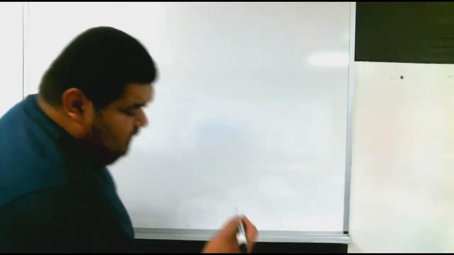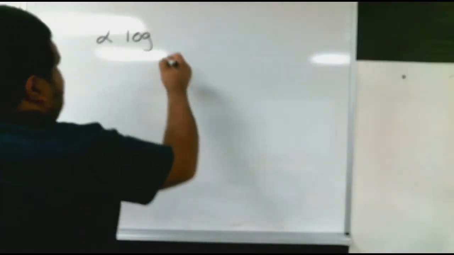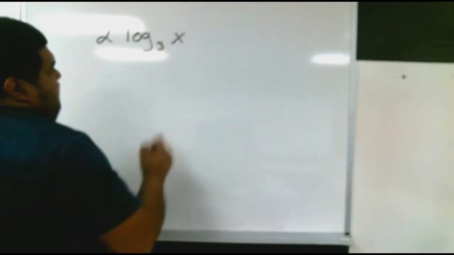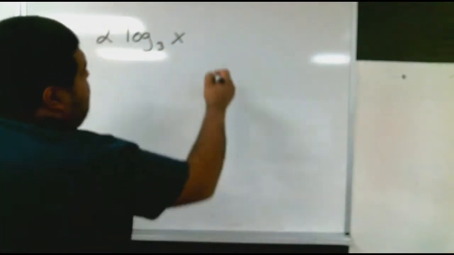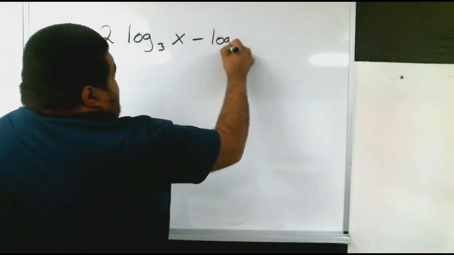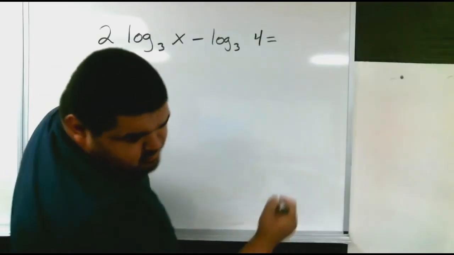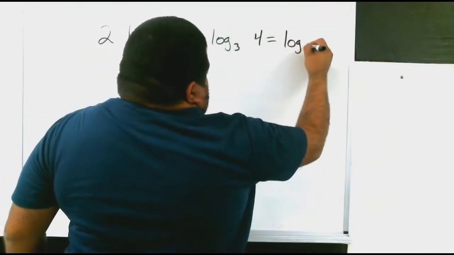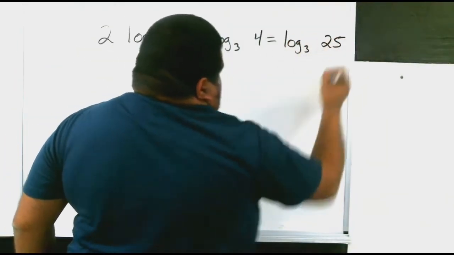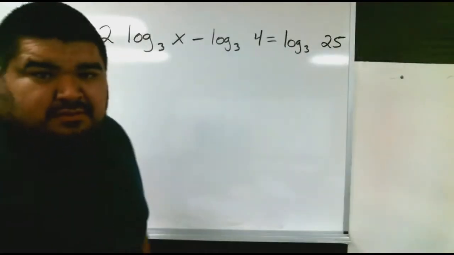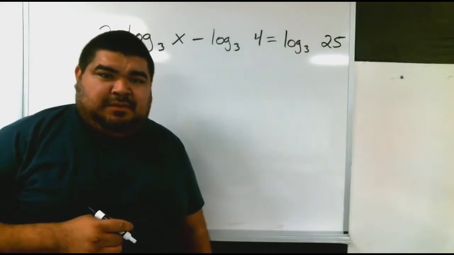All right, so here's the example for today. We have 2 log of x, or 3x, minus log of 3, 4, equals log of 3, 5. Okay, that's the problem for today.